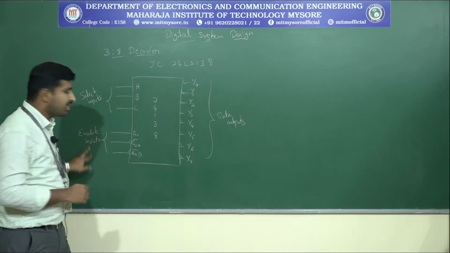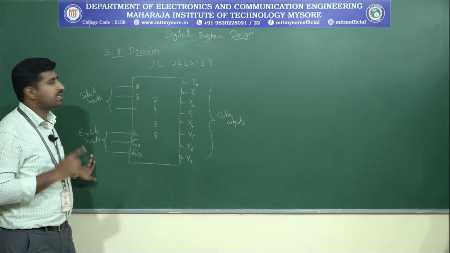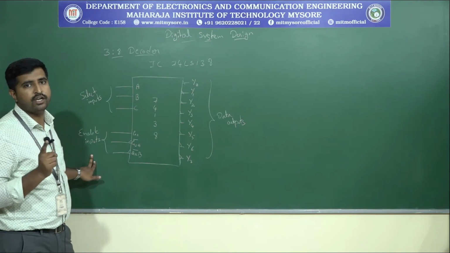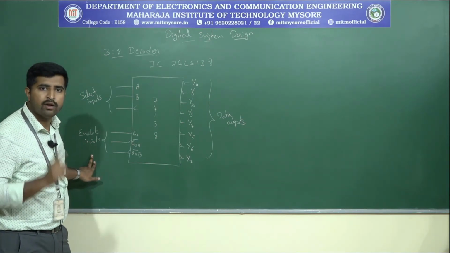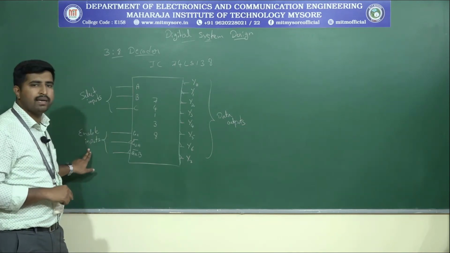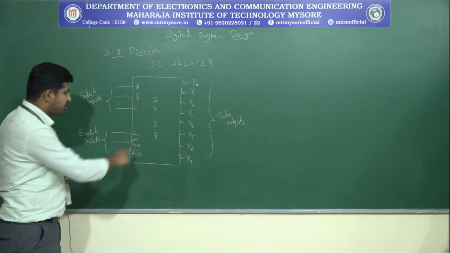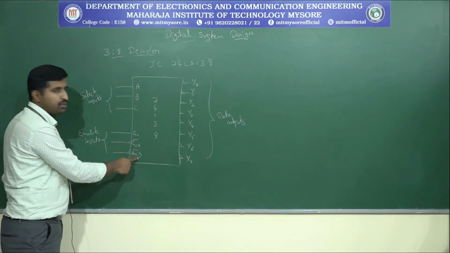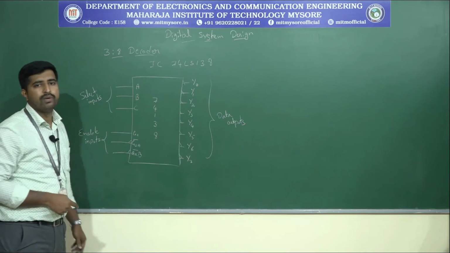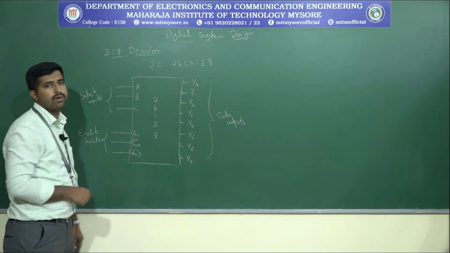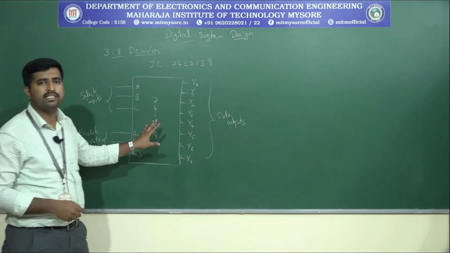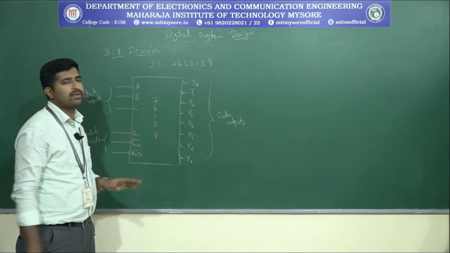Here we have 3 enable pins, but the 74139 has only 1 enable pin for each 2:4 decoder, whereas the 3:8 decoder has 3 enable pins. The 3 enable pins are G1, G2A and G2B. G2A and G2B are active low pins, indicated with a bubble mark. This is the pin diagram or IEEE symbol of the 74138.